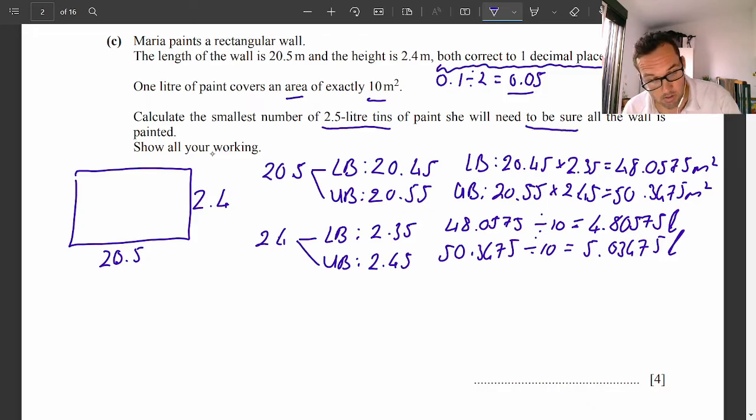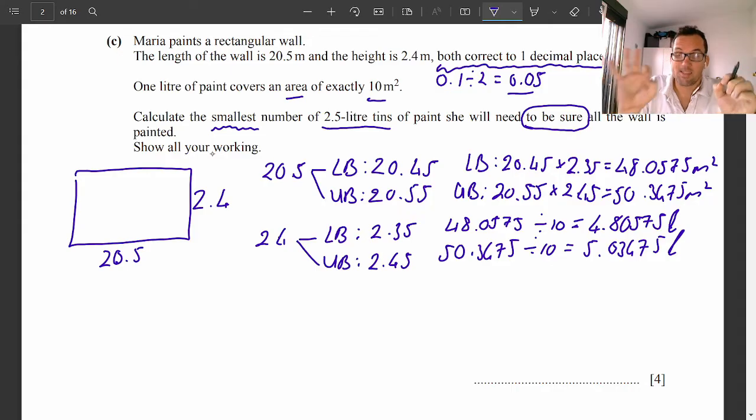I think this is the most important part. To be sure all the wall is painted. That smallest number can be confusing. And that's why I'm working out both the upper and the lower bound, so we can very clearly see which answer is going to be correct. So we need somewhere between 4.8 etc. and 5 point something liters of paint.